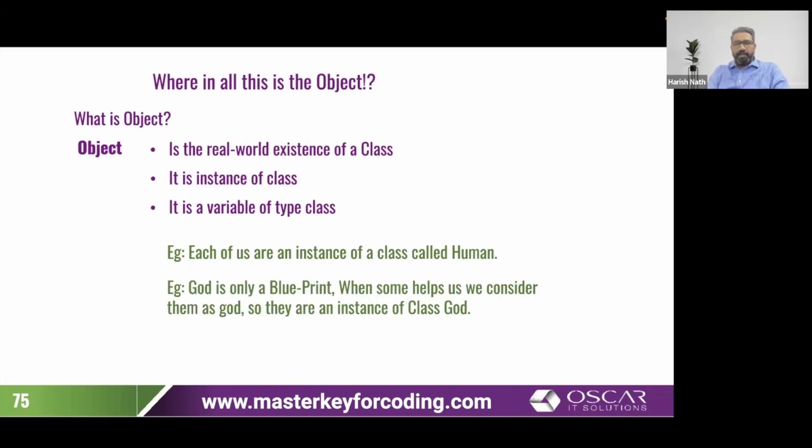God is the blueprint. When someone helps us, we consider them as God. So they are an instance of the class God. You feel God has got features and behaviors. Oh, very helpful person, very compassionate person. And when you see these features and behaviors in someone who comes to rescue you, you make them an instance of God. So this is what happens. Yeah, so this is what an object is.